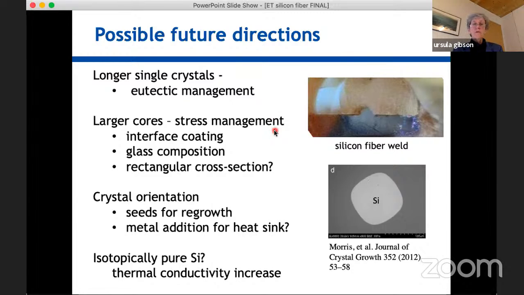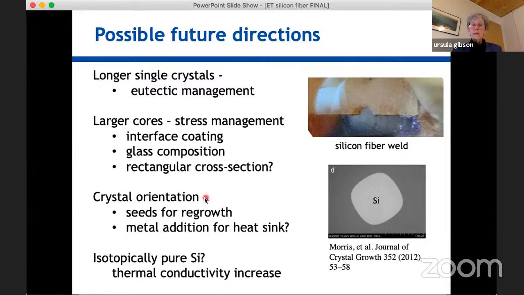With larger cores, we do have to concern ourselves about stress management, but interface coating, again, we're seeing huge strides in the effects of different materials there. We can change the glass composition. And one thing which I thought might be of interest, because when I was reading your literature, I saw that rectangular ribbons are a possible solution. They don't have to be cylindrical. And I wanted to point out that there's no reason that silicon can't at least adopt a somewhat different form. It doesn't have to be cylindrical.